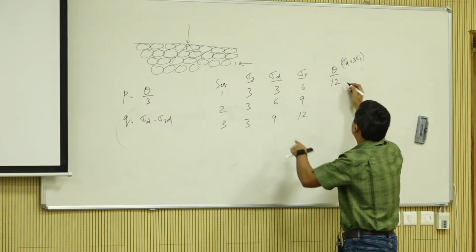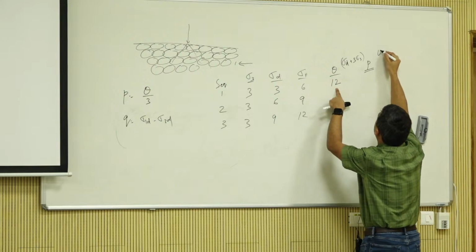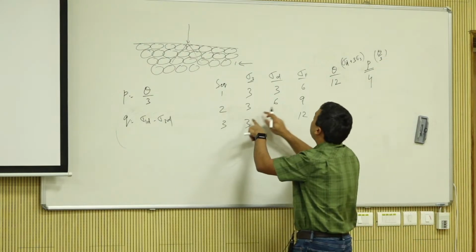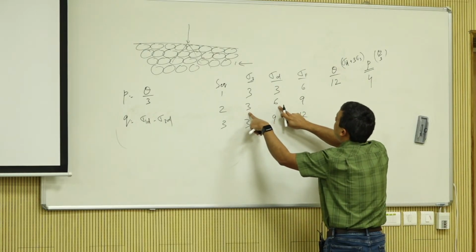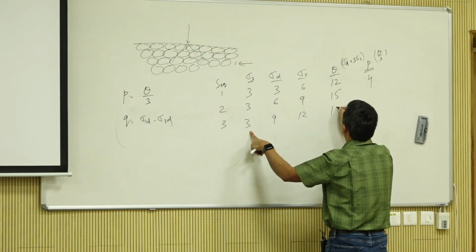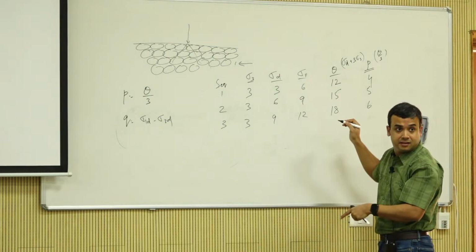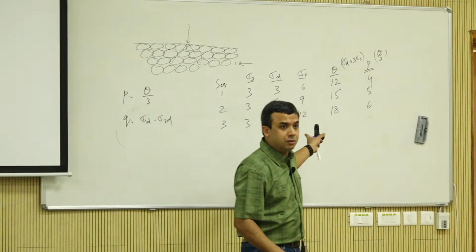Yes. Now I'm going to make another column for P here. So I said P is theta over 3. So it's 4. Let's do this one. Sigma 1d is 6 plus 9, 15, 9 plus 9, 18. So 6. Yes? Are we cool on this one?